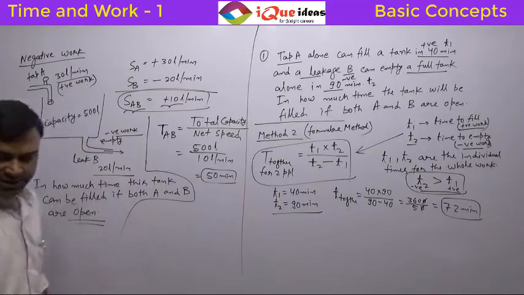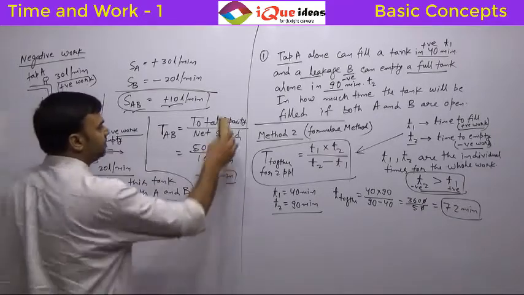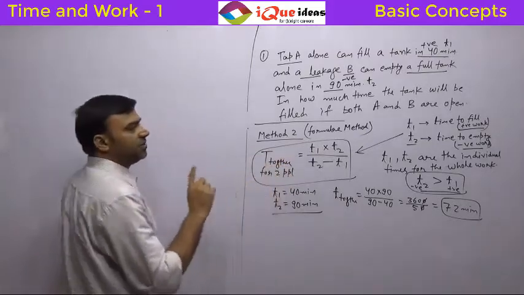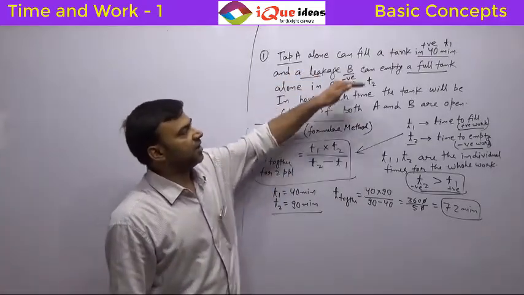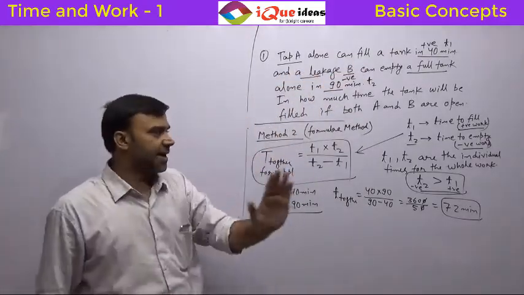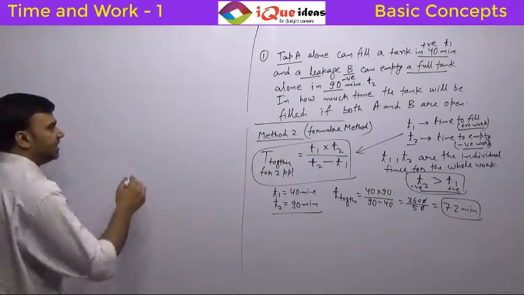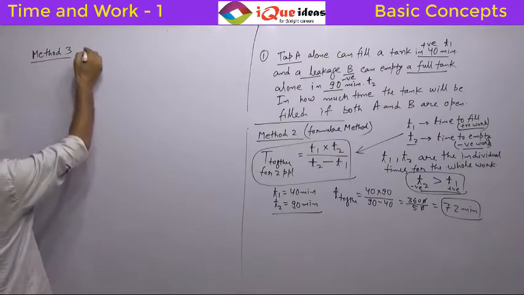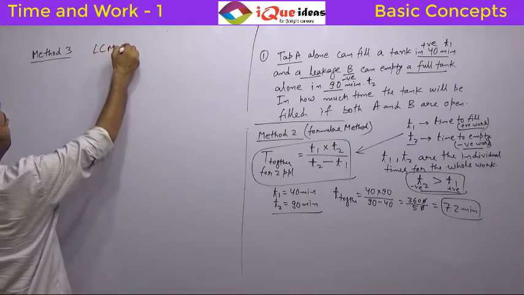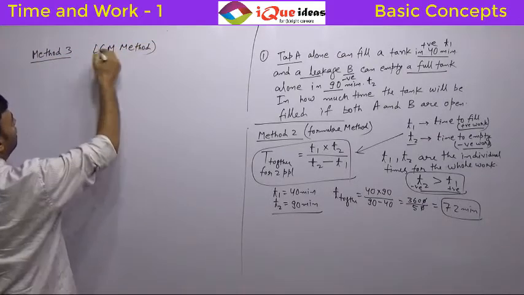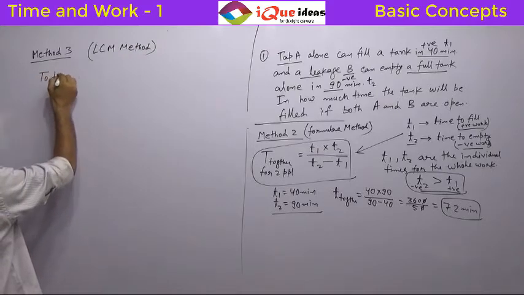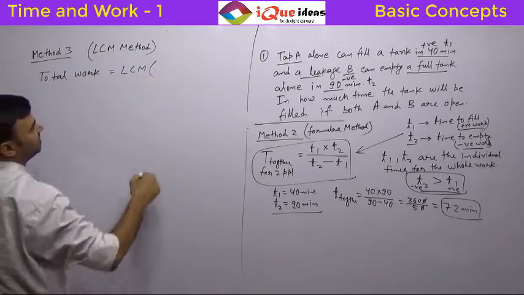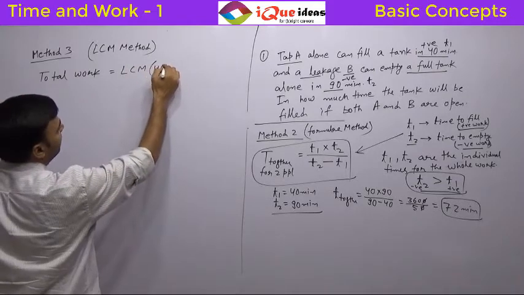Alright, now let's take another method for the same question. As we said earlier, this formula can be used only in those situations where both the workers are working from beginning to the end. In all other cases we'll use the other method, let's say method 3, that was LCM method. So we'll take the total work. Here the total work is the capacity of tank. So total work is equal to LCM of times. Now whatever times are given, so 40 and 90.